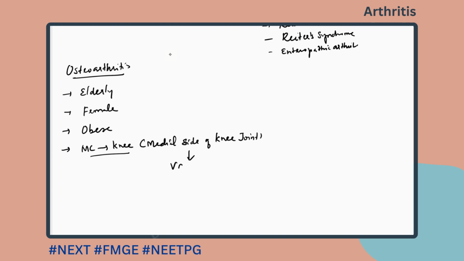Resulting in a deformity called varus deformity, which is called genu varum. So genu varum deformity is common in osteoarthritis of knee. Very, very important point. Genu varum deformity is common in osteoarthritis of knee.